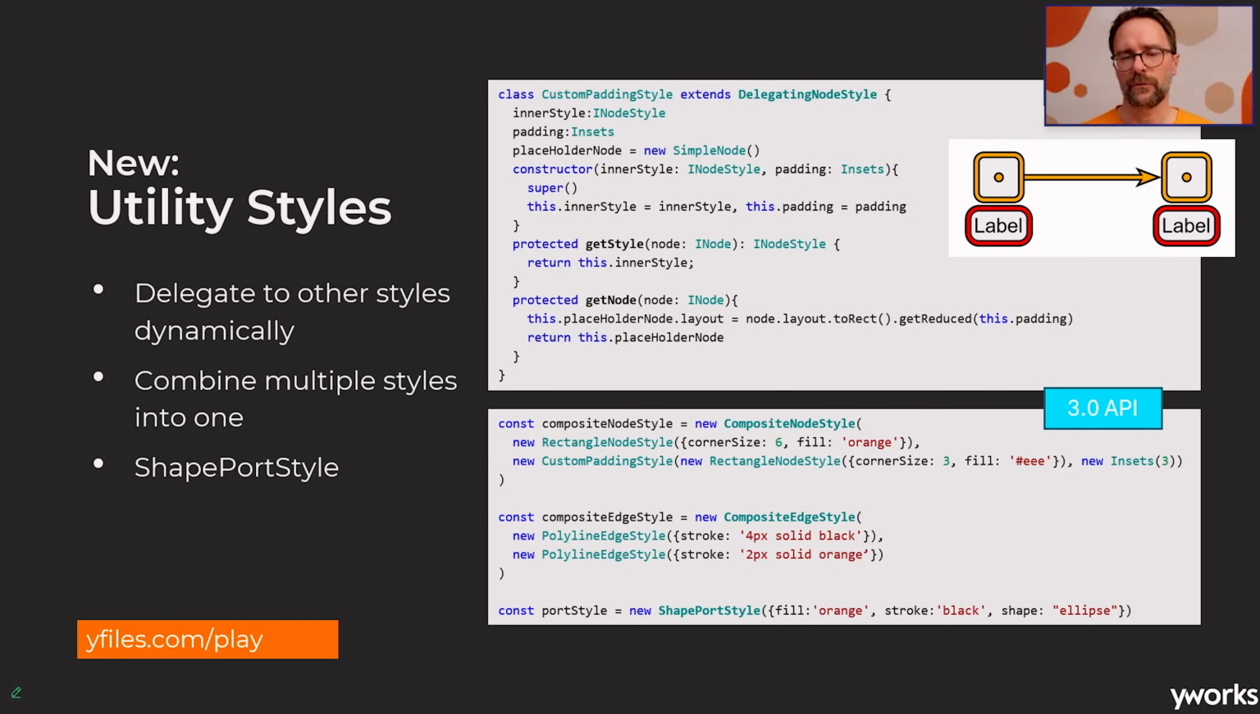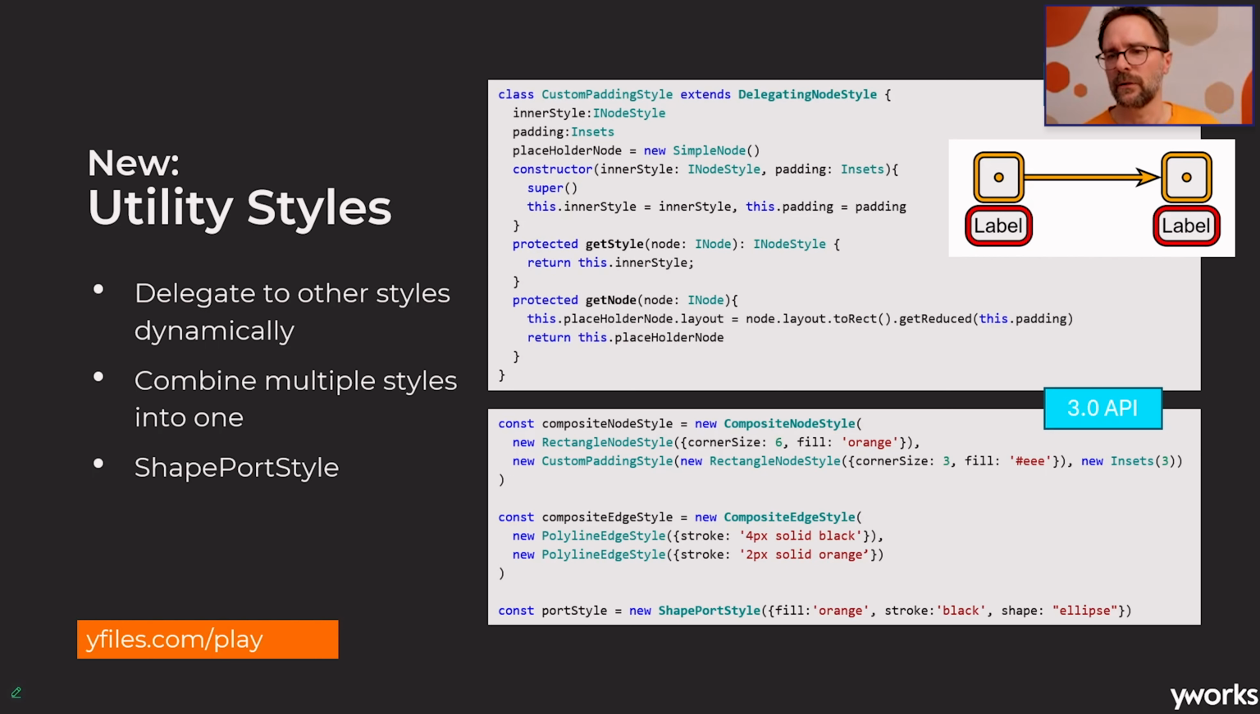We also added a number of utility styles that developers can use to build their own styles on top of existing ones, or maybe on top of their custom ones. The first one is the so-called delegating style. It's available for nodes, edges, ports, and labels for all the styles that we have. This makes it easy to dynamically delegate data-dependent styling. So you can assign the same instance, but have the style automatically bind to your data or to other settings in your application.